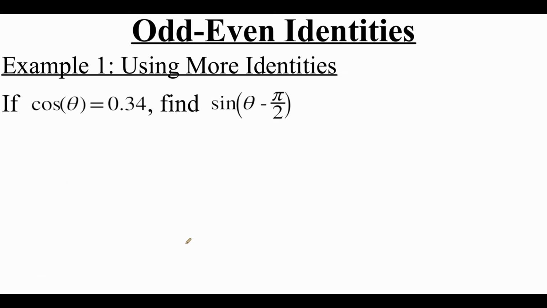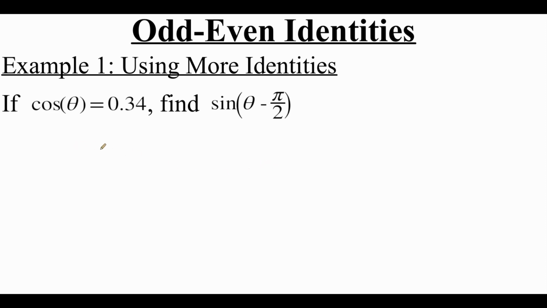In this example, we're going to get a little practice using some of our identities. If we know that the cosine of theta is equal to 0.34, then what we want to find is the sine of theta minus pi over 2. As I look at the sine of theta minus pi over 2, that looks really close to one of my cofunction identities, but the stuff inside of parentheses is reversed.